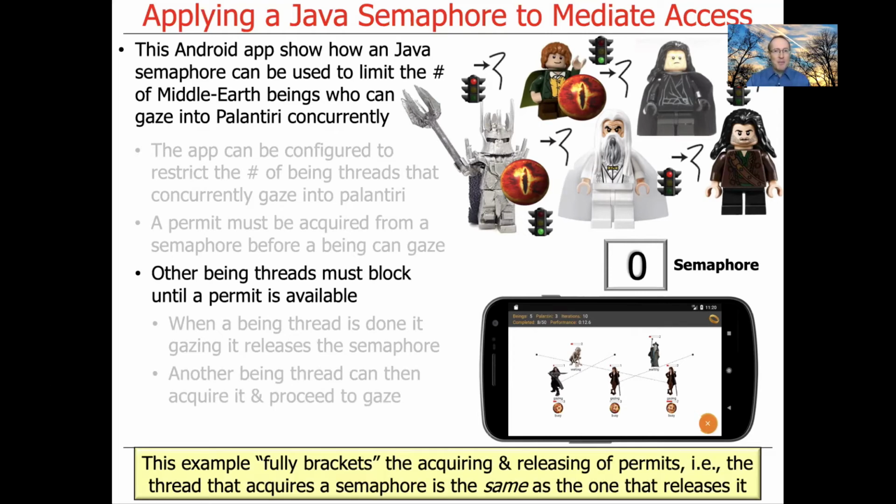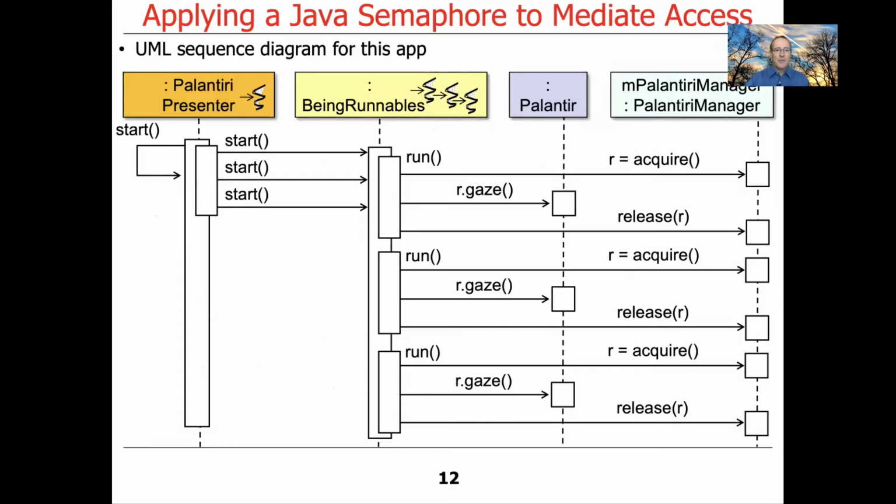This is also an example of fully bracketed semaphores, where the thread that acquires the semaphore, or the being that acquires the semaphore, must be the same one that releases it. It's not always required to do that. It's just the way this particular example works.